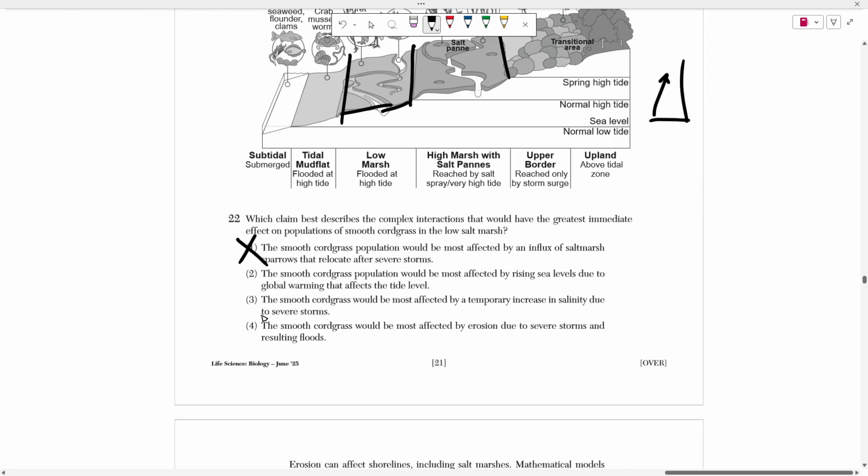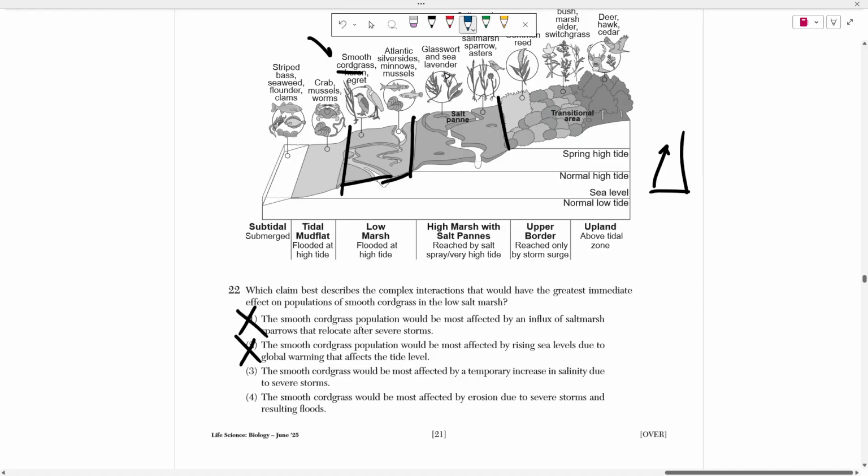Choice 2 says the smooth cordgrass population would be most affected by rising sea levels due to global warming that affects the tide level. This is also false because the low marsh is frequently flooded at high tide. So every single day when high tide comes, the water level on Earth just naturally changes because of the moon. It goes high tide and low tide.